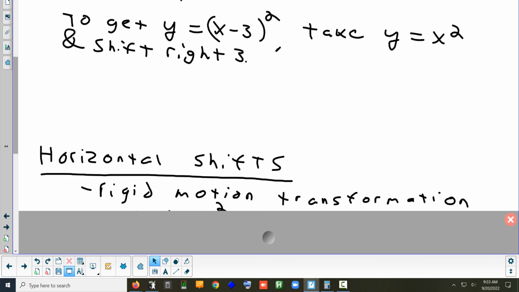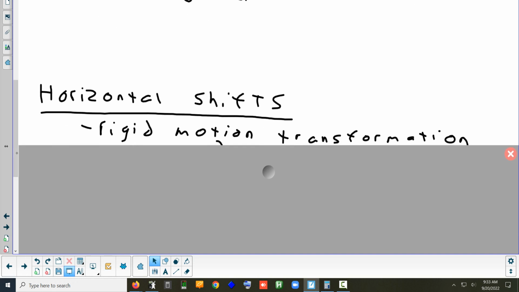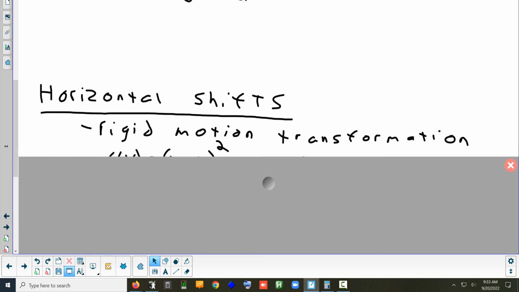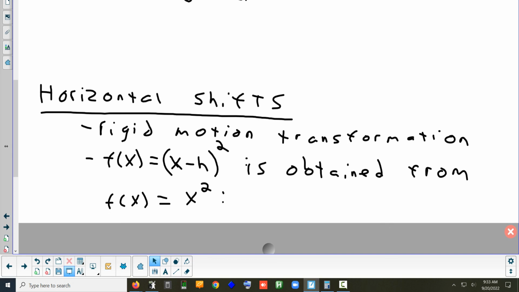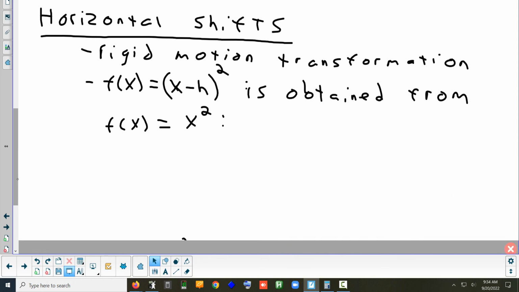So that's another example of a rigid motion transformation. There is no stretching or distorting happening. You're just sliding the parabola somewhere else. But it's a little bit tricky to keep track of which way it moves. So we're going to write down what's happening. Let's see if I can word this.